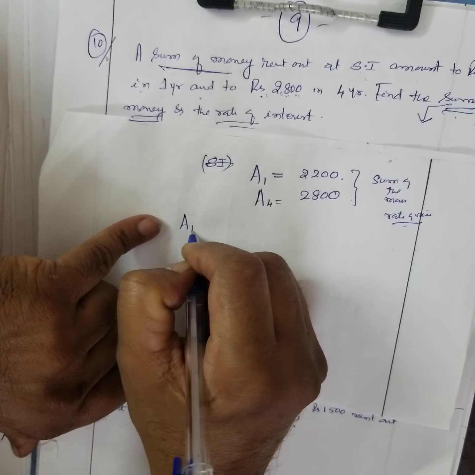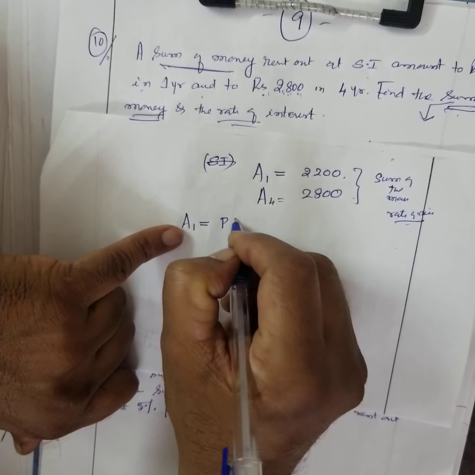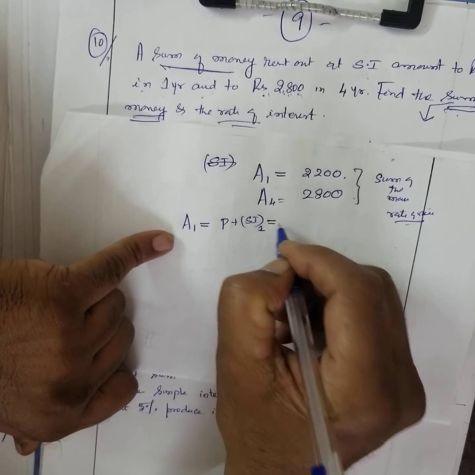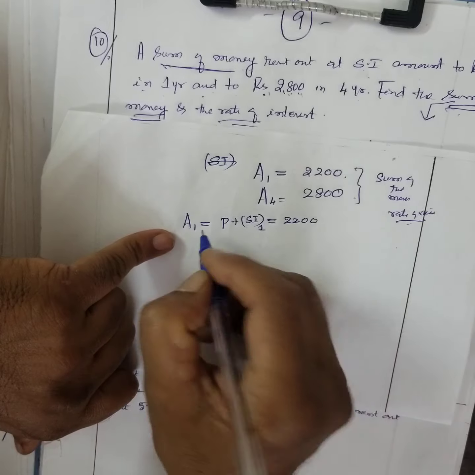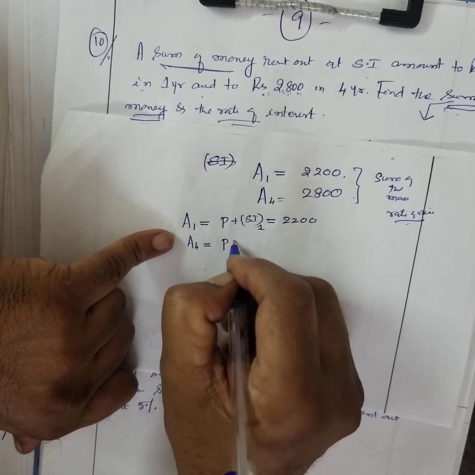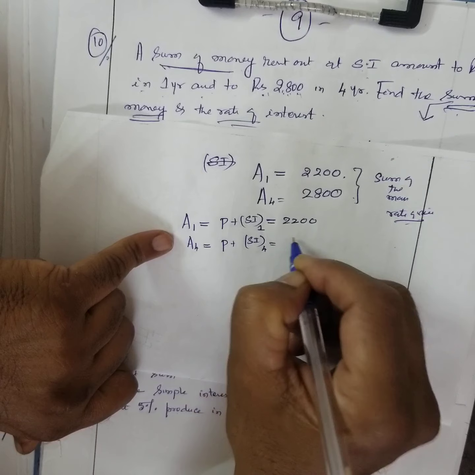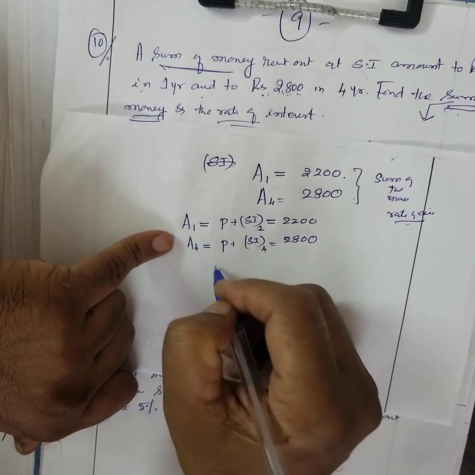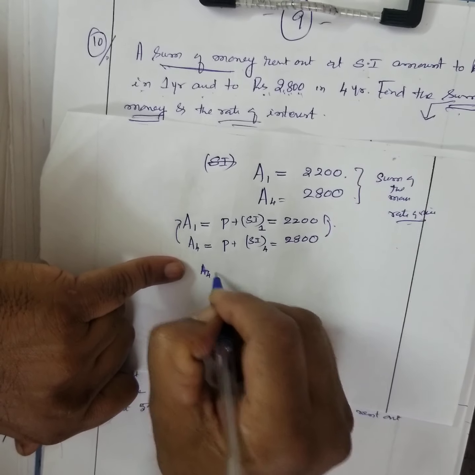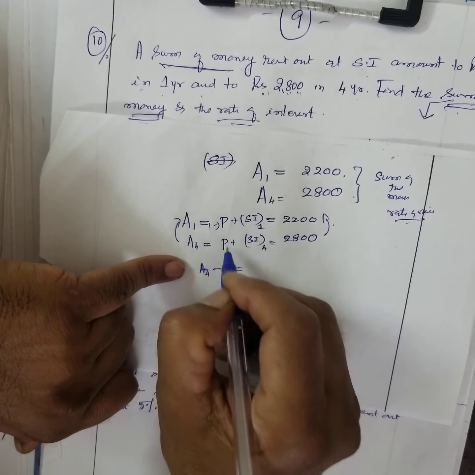See, the total amount in the first year is equal to principal plus simple interest for the first year. That is how much? 2200. Amount for the 4 years is equal to principal plus simple interest for 4 years, which is equal to 2800. If you subtract this, that means A4 minus A1 is equal to this. That is, P and P get cancelled.